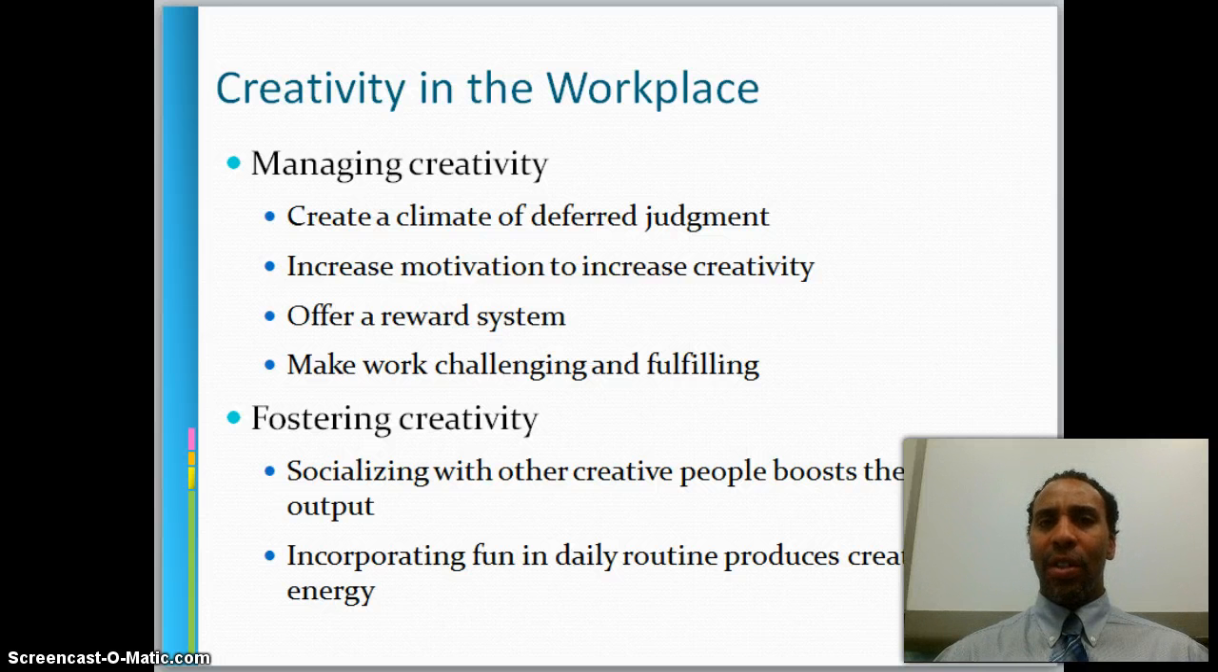You guys bounce things off of each other. But if you're around very uncreative, very bland people, then it's not going to stimulate your thinking. Boost the creative output for both of you. Incorporating fun in daily routine produces creative energy, right?